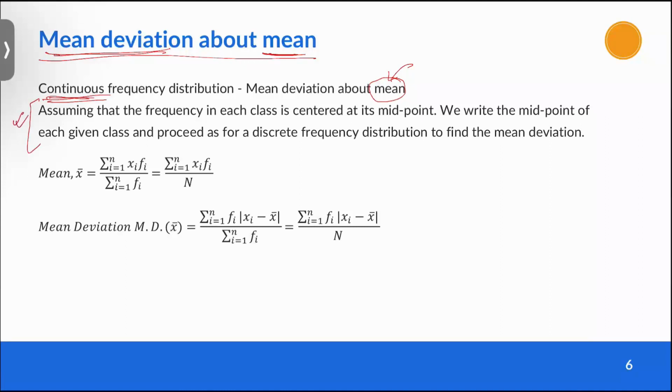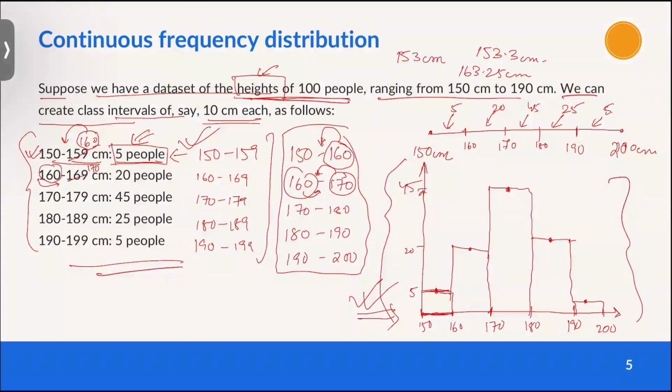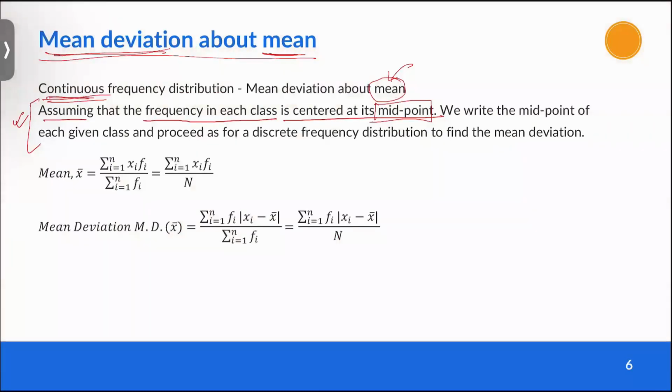Okay. It says that we are assuming that the frequency in each class is centered at its midpoint. So in the previous slide, I told you that we take the midpoint of 150 to 160, and we are assuming the frequency 5 is centered about the midpoint. So this will be 155. So 5 is centered about 155. This is an assumption we are making. Similarly, this 20 is centered about the midpoint 165. So the frequency of each class is centered about its midpoint.